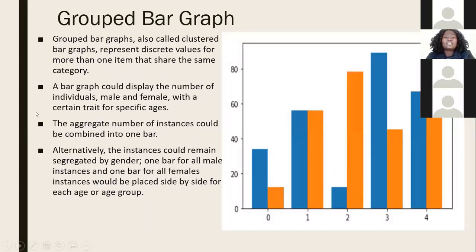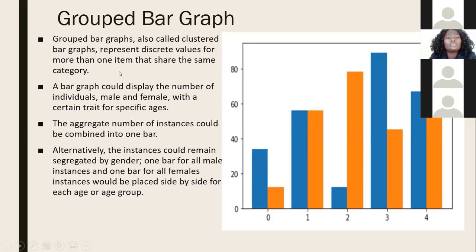Then the grouped bar charts. These are also called clustered bar charts. They represent discrete values or more than one item that share the same category. For example, you are looking at a specific quarter, and then you are looking at different values in a given quarter. Assume this is quarter 1, then for different countries you've got country A, country B, different values, then quarter 2, country A, country B, and so on. So we shall also be doing this during our Excel exercises.